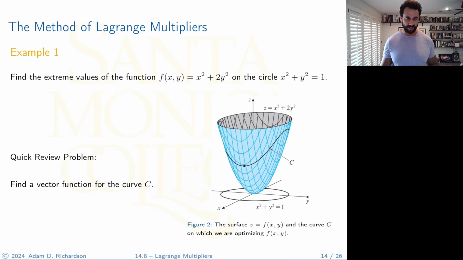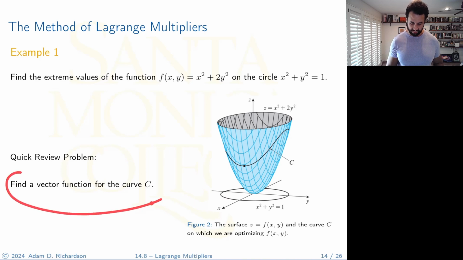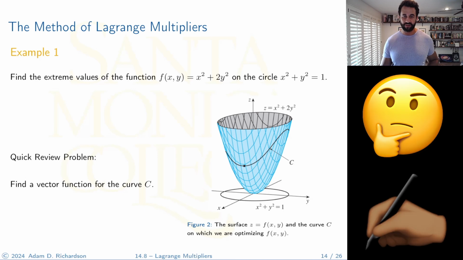Oh yeah, I threw in a quick review problem. This is something you should try real quick, as a little bit of a refresher. Now that you've got this picture and these images here, see if you can find a vector function for the curve C up here. Try to work that out on your own. It shouldn't take too long, but it's just a good quick review.